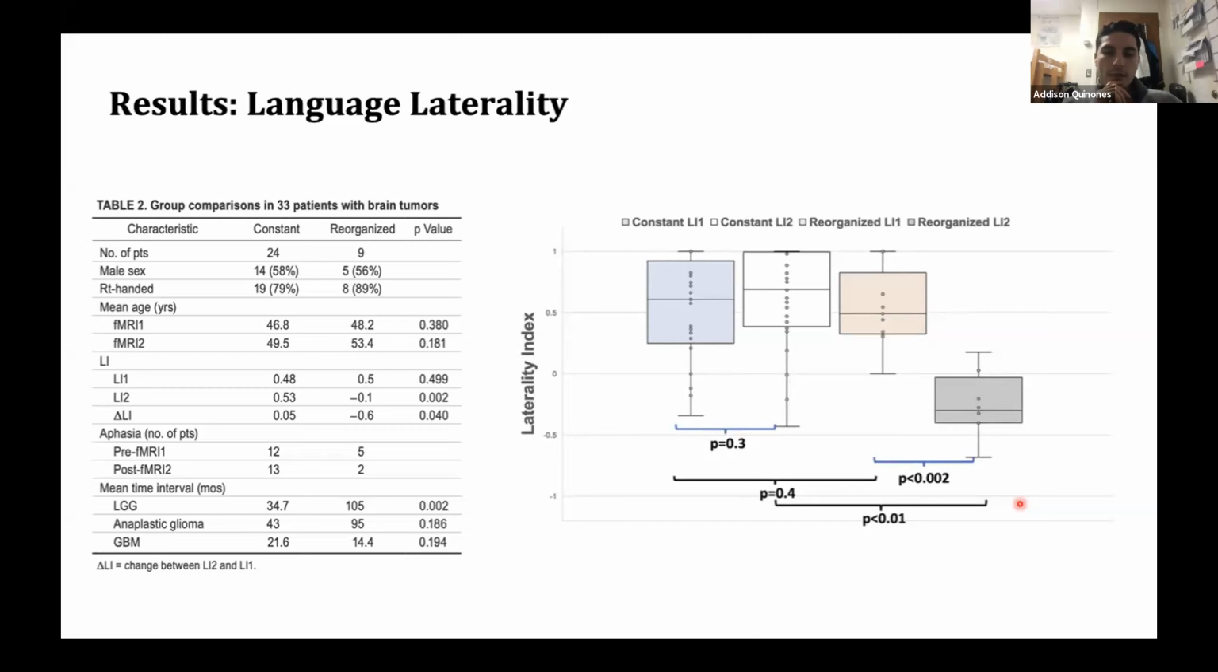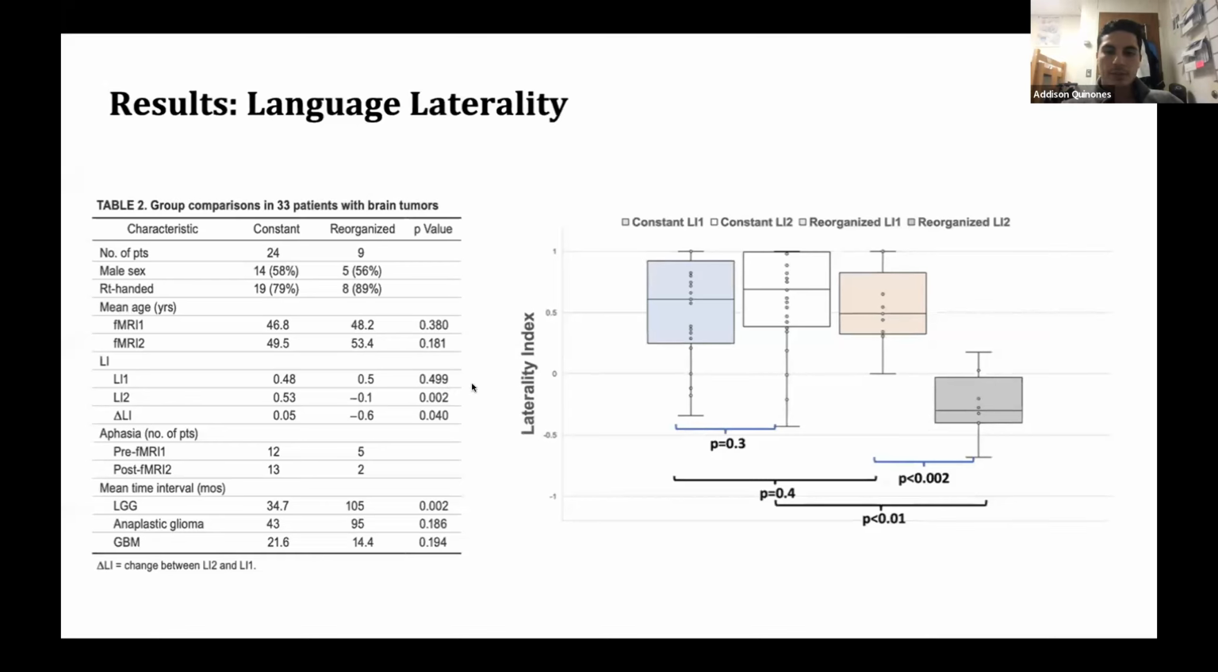We found that 9 of the 33 patients, so 27%, underwent contralateral reorganization of language function. The other 24 had constant laterality. Eight of those 9 patients exhibited a shift from left dominance to either codominance or right dominance. And we did have 1 patient who had native right dominance that shifted to left dominance.